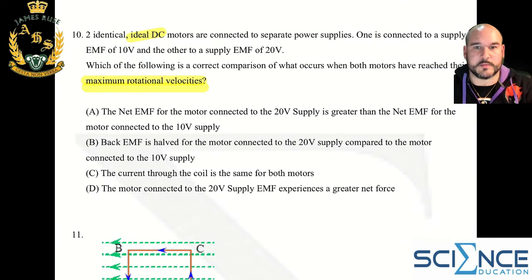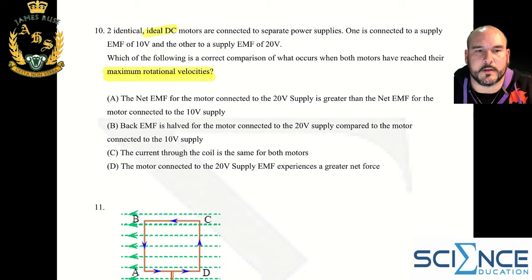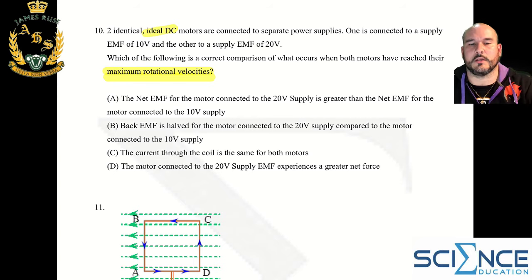Alright, question 2 is my standard English brains attempt at a concise question. Two identical, ideal DC motors, one's 10 volt, one's 20 volt. What is a correct comparison of what occurs at maximum rotational velocity? Answer A, the net EMF for the motor connected to 20 is greater than the net EMF for the motor connected to 10. Sounds good until you realize 2 things.